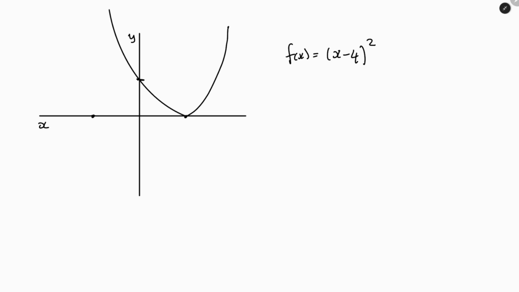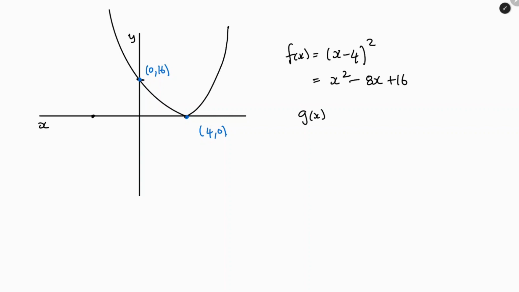Okay, this point here, if we multiply this out, we're going to get x squared minus 8x plus 16. So this point here is going to be 0, 16. This point here is going to be 4, 0.